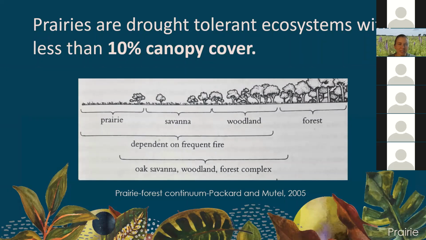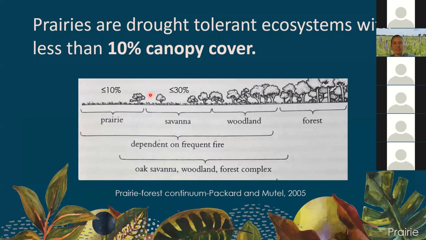Each of these categories is separated depending on the amount of canopy cover. When we think of our prairies, we often think of them as ecosystems that don't have any canopy cover, but what actually defines a prairie is 10% or less of canopy cover. So if you see a few trees within a prairie landscape, that doesn't mean it's classified as something else. Moving across this continuum, you have the savanna, an ecosystem we also have here in Missouri, and that is defined as 30% or less of canopy cover.